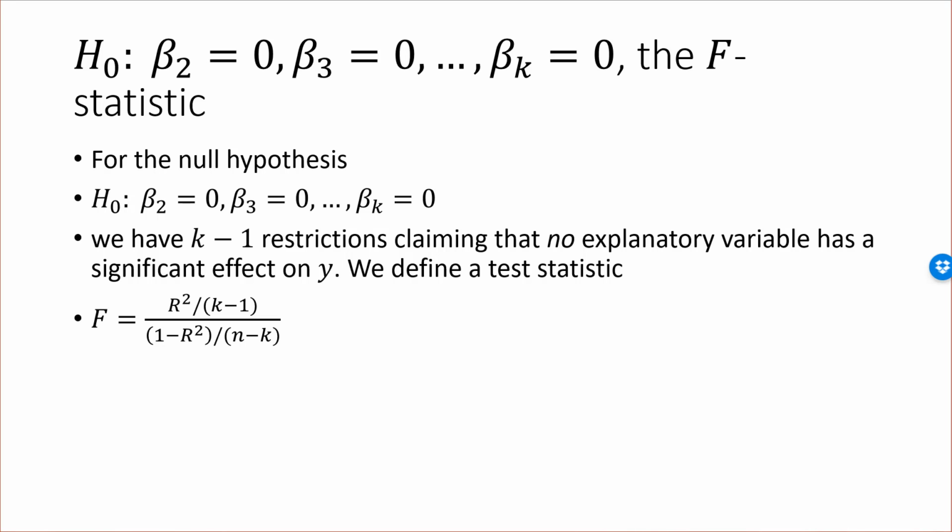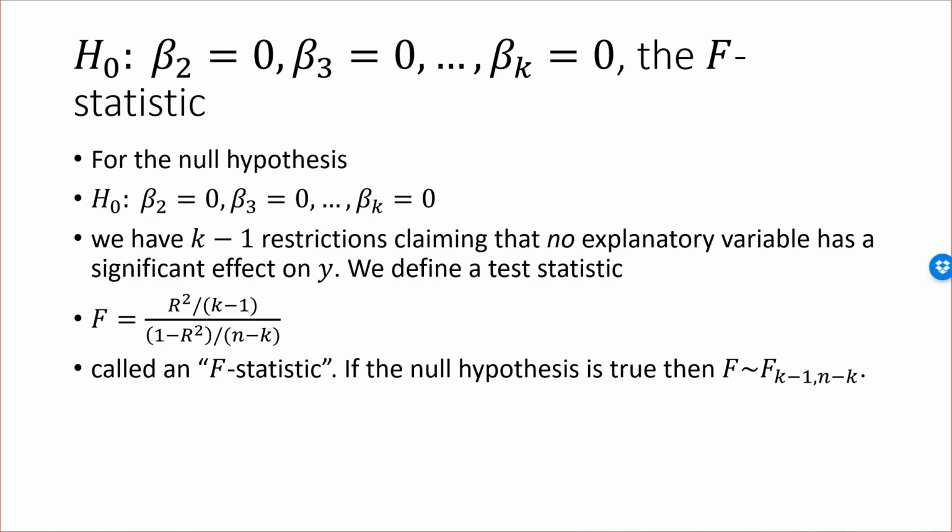So fortunately, one can show that this F statistic has a very nice distribution if the null hypothesis is true, and that is it follows an F distribution. Under the null, it follows an F distribution where the degrees of freedom in the numerator is k minus 1, and the second degrees of freedom is n minus k. So this test is so important that the value of this F statistic is presented by all econometric software.